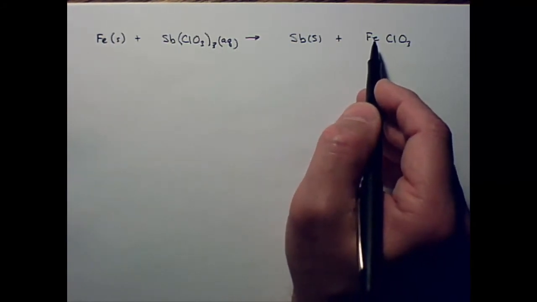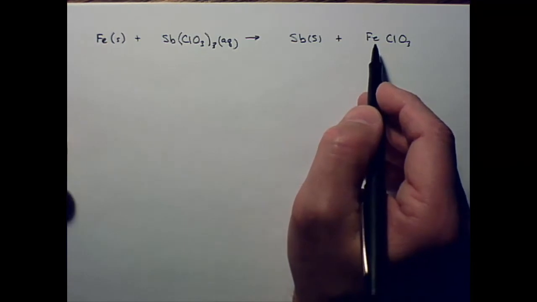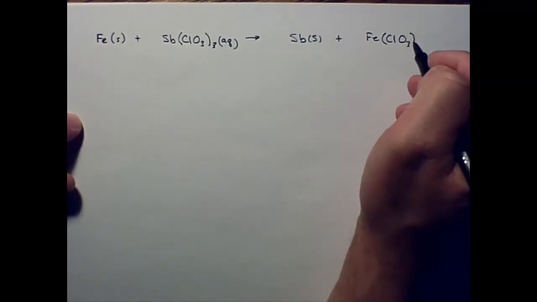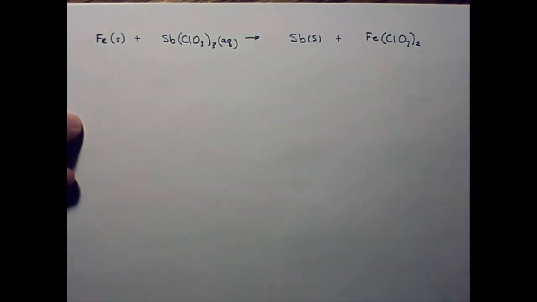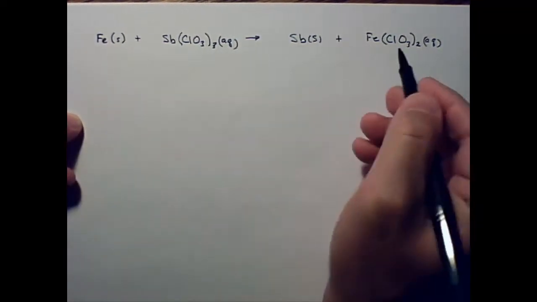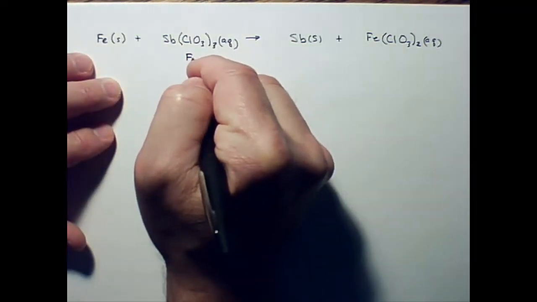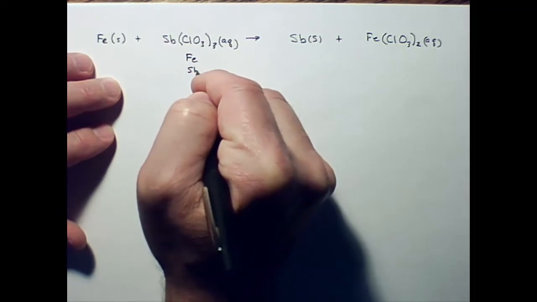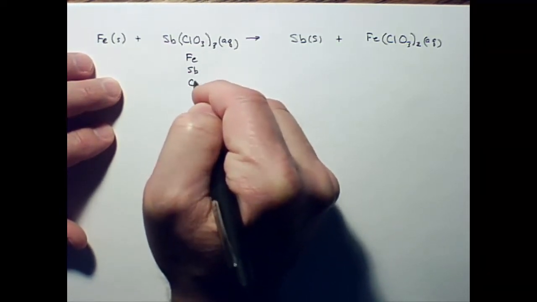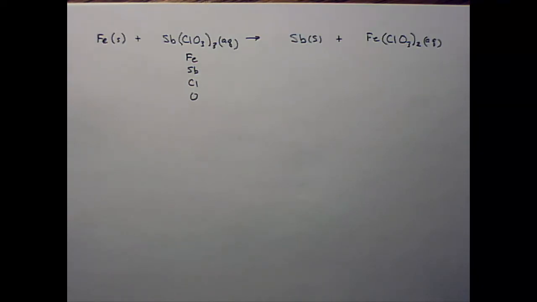It's the most likely one to form when you're running a single replacement reaction, because iron 2 is more active. So to balance this equation, we just subscript 2 here. Chlorate compounds are always soluble, so this is aqueous, since this is taking place in water. Now we're ready to balance the equation. We're going to list our elements here: Fe, then Sb, then Cl and O, iron, antimony, chlorine, and oxygen.